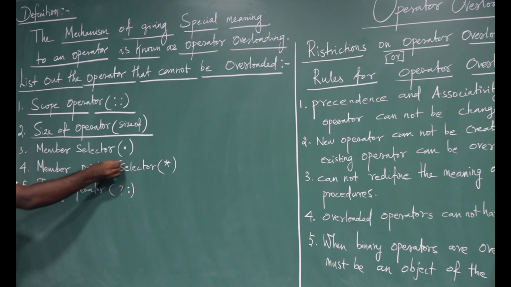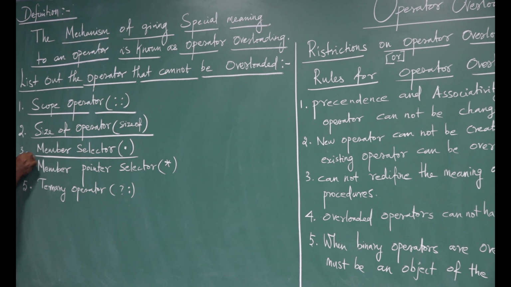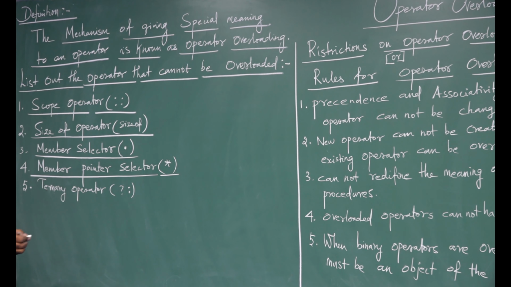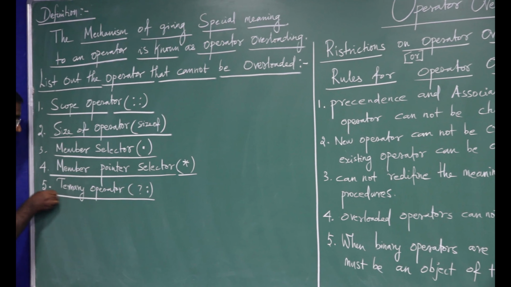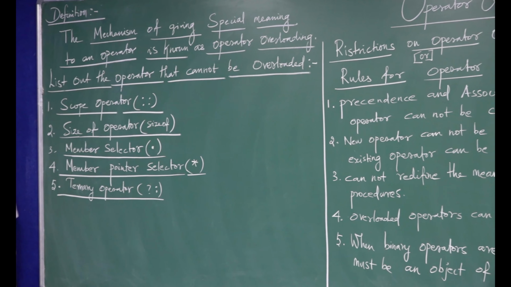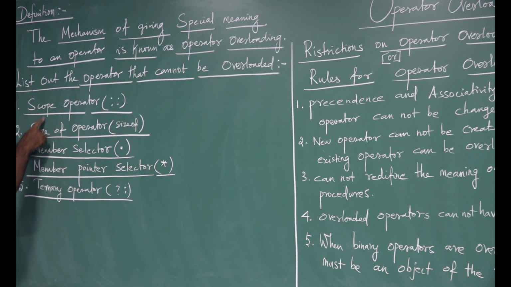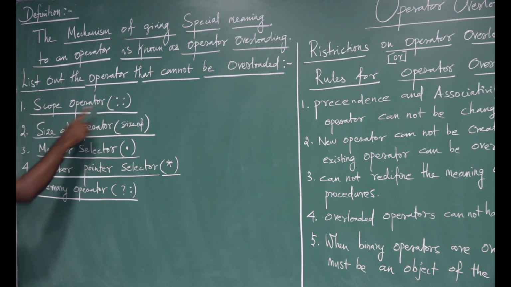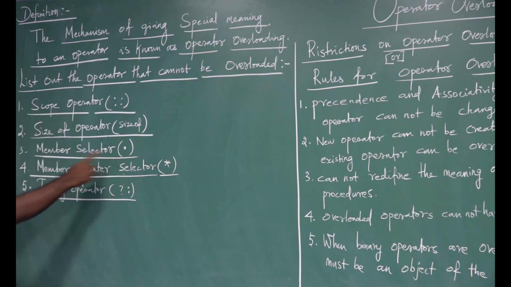The third one is the dot operator, also called the member selector, and then the member pointer selector, the fourth, which is an asterisk. The last one, my dear children, is the ternary operator or conditional operator, represented by the symbol question mark colon. So if the question asks to list out the operators that cannot be overloaded: the scope operator, the sizeof operator, the member selector, the member pointer selector, and the ternary operator.